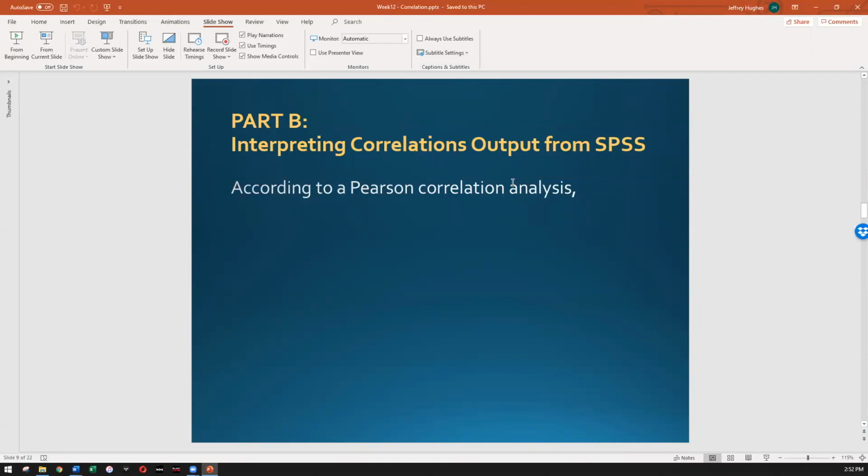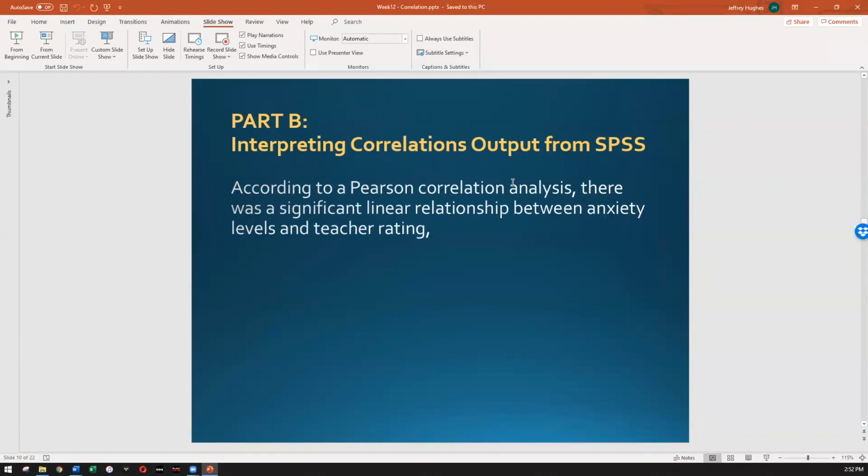You should talk about how the two variables are correlated. Yep. So in basic words, say what happens. So according to a Pearson correlation analysis, there was a significant linear relationship between anxiety levels and teacher ratings. I should have mentioned, we're looking at anxiety and teacher ratings. You can just talk about in words what was found before we go into the next part. So once again, according to a Pearson correlation analysis, there was a significant linear relationship between anxiety levels and teacher rating. What should come next?